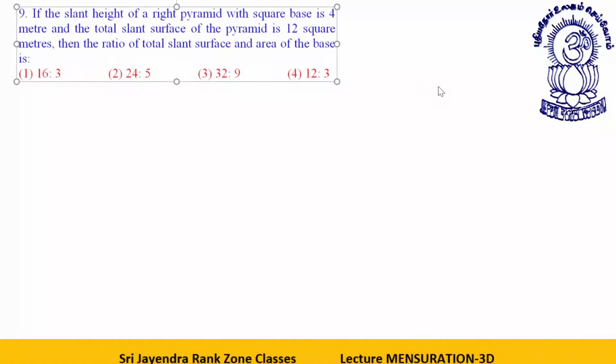If the slant height of a right pyramid with square base is 4 meter, okay, slant height, this is a very important thing. What is slant height? This is a bit above your exam level, but still it will make the concept clear. That's why I'm doing it. And the total slant surface of the pyramid is 12 square meters. Then the ratio of total slant surface and area of the base is.